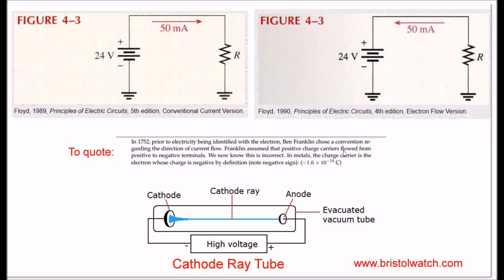Franklin assumed that positive charge carriers flowed from positive to negative terminals. We now know that this is incorrect. In metals, the charge carrier is the electron, whose charge is negative by definition. Note the negative sign: it's minus 1.6 times 10 to the minus 19 coulombs. So the only charge that can move through a metal or solid conductor is an electron.